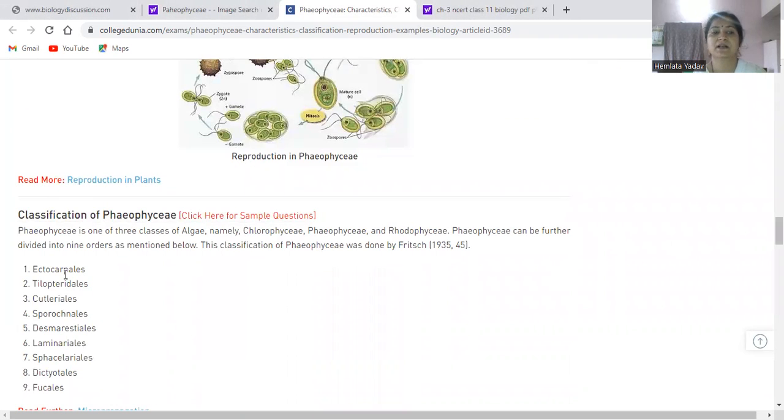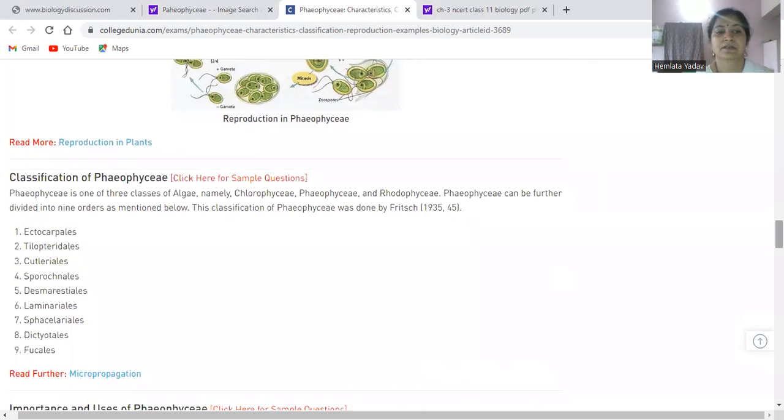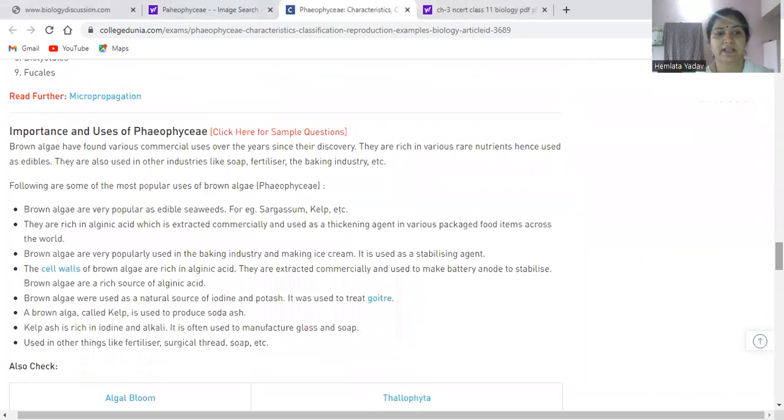Then examples are there. There are 9 orders: Ectocarpales, Sphacelariales, Dictyotales, Laminariales, Fucales, and others. These are the various orders of the brown algae.